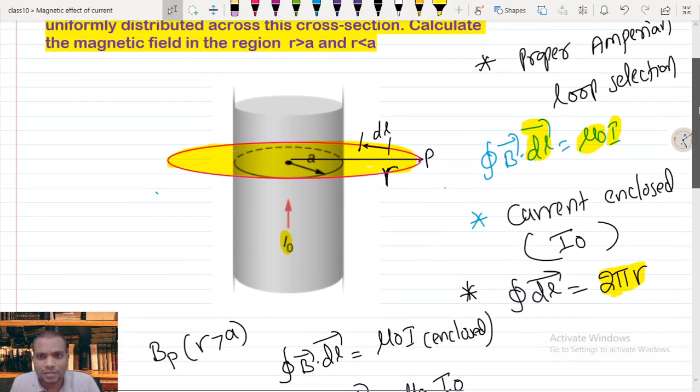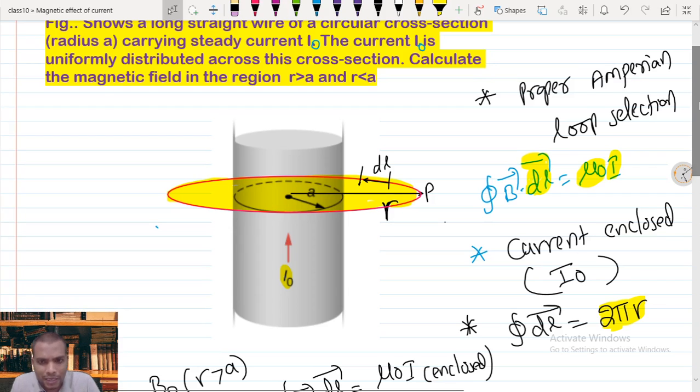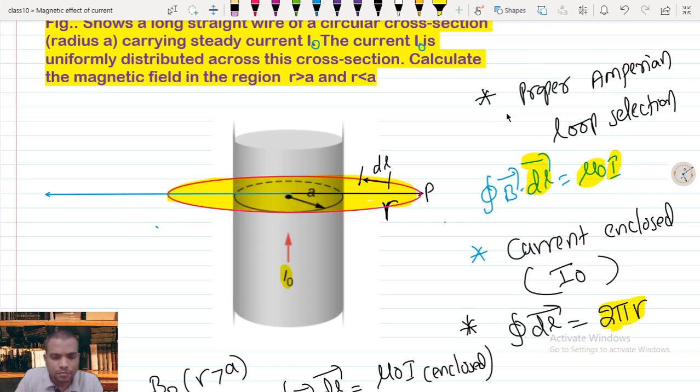Suppose what happens if I wish to find it, instead of at P, at a point Q which is far away. This time I am drawing it here. Now I would like to find the magnetic field at a point Q, which is far away. Now this distance, if I take it as r suffix 1, how can I proceed?